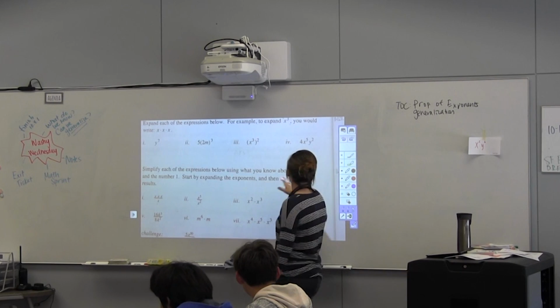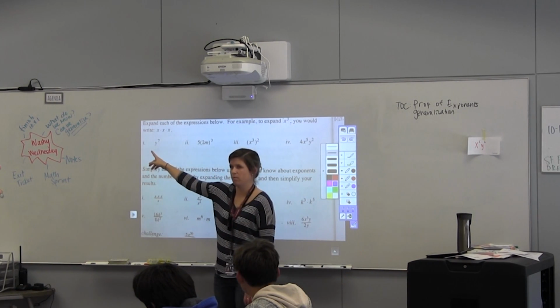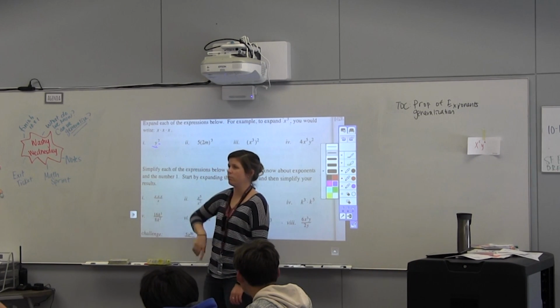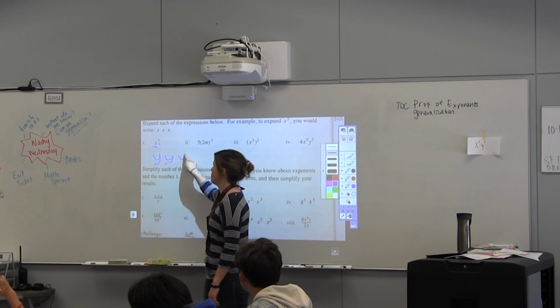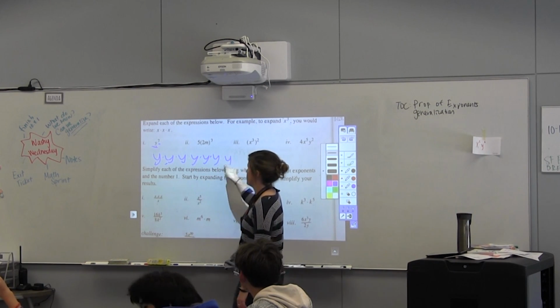Remember that when we see y to the 7th, this is the base. That's the exponent. It means how many times we've multiplied that base by itself. So y to the 7th means y times y times y times y times y, 7 times, right?